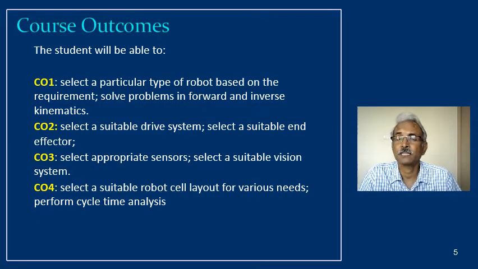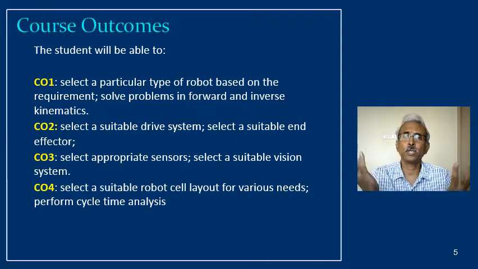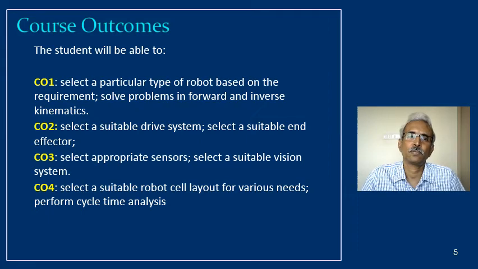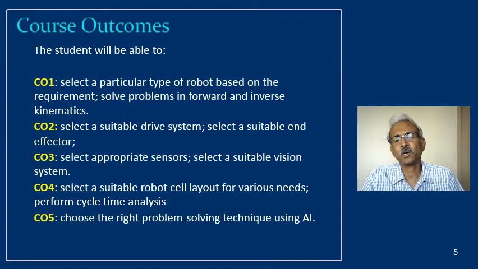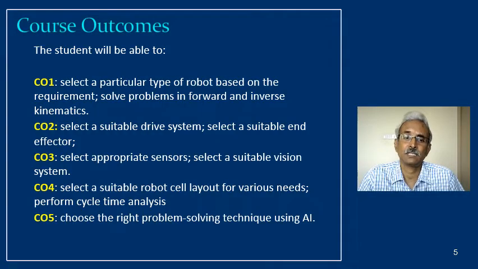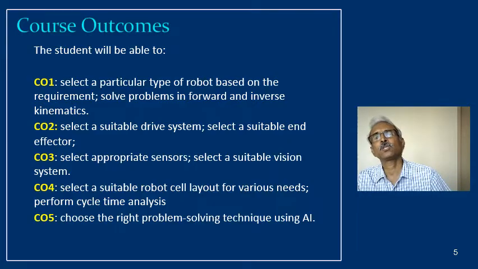And next is about selecting a suitable robot cell layout for various needs and performing cycle time analysis. I was mentioning that robots are costly, and I need to optimize on the number of robots that will be installed or commissioned. How do I go about that? That's my fourth course outcome. And choose the right problem solving technique using artificial intelligence. Of course, one of the most important applications of artificial intelligence is problem solving and decision making. So you must be able to pick out the right way of problem solving using artificial intelligence.